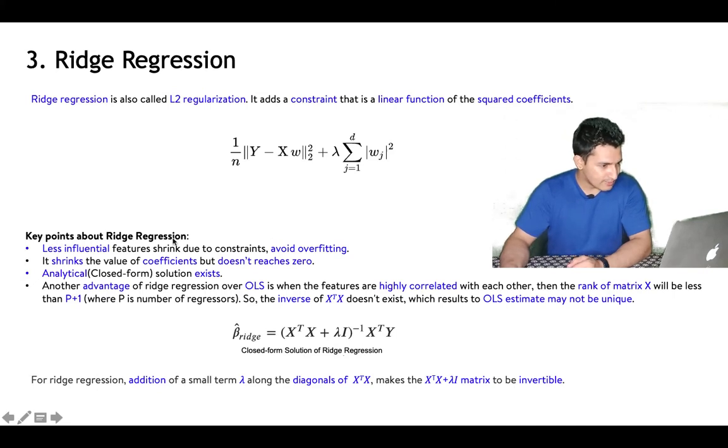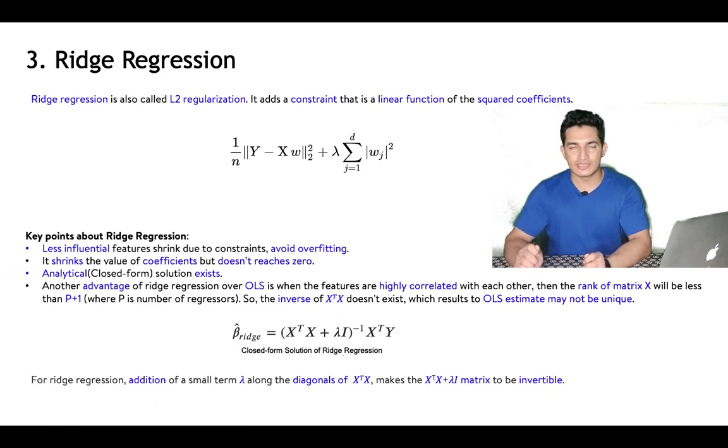So what are the key points about ridge regression? It penalizes the less influential features and avoids overfitting. It shrinks the value of coefficients but doesn't reach 0. So the value of the less influential features will shrink. It will go close to 0 but not 0. And also the analytical solution exists. We have seen in the first slide how to solve linear regression using an analytical solution and also a numerical solution. For ridge regression, both solutions exist, that is analytical and numerical.